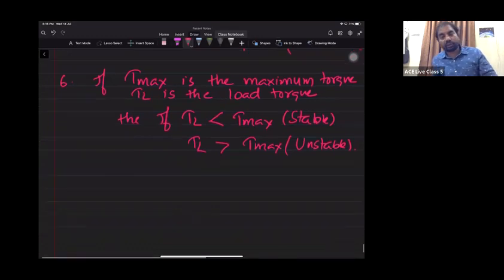All of you confirm me? Confirm me, right? So these are some observations what we are having with respect to the rotor circuit, right?